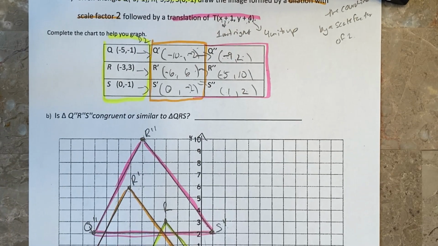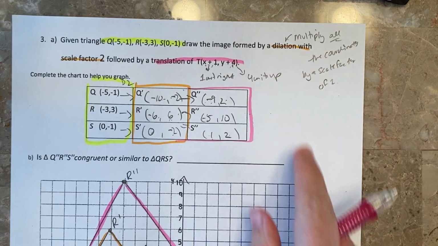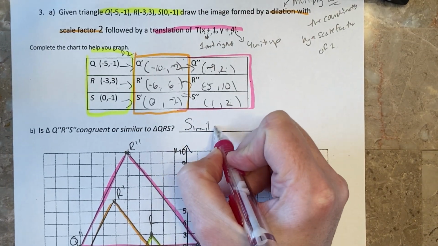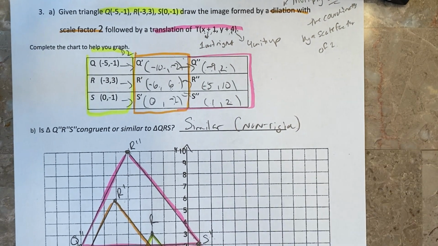All right, so now that everything's graphed, now answer your last question. So automatically, dilation, different size, is the only one with a different size. That means these are going to be similar. And in 8th grade, we call that non-rigid.